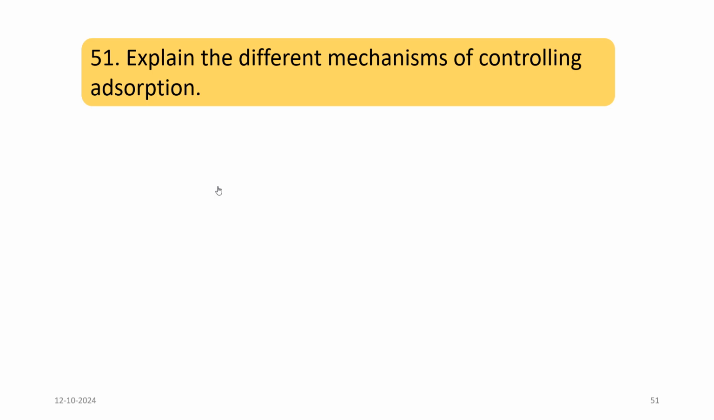Controlling adsorptions. There are four mechanisms controlling adsorption. The first one is mass transfer of solute particles. This is the first mechanism, where the mass transfer of solute particles happens as soon as the adsorbent is dropped into the solution. This process is too fast, thus it is not considered during the design of kinetic systems.